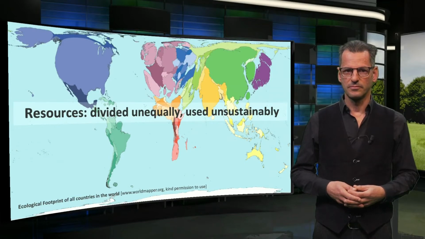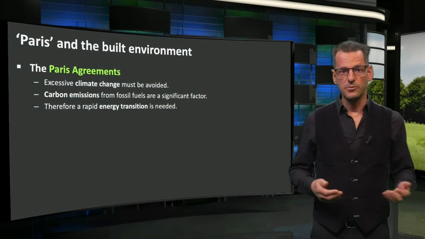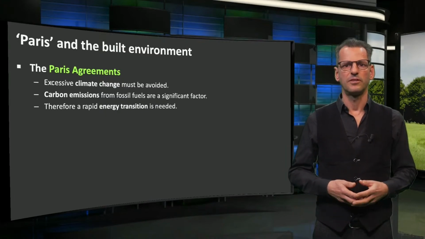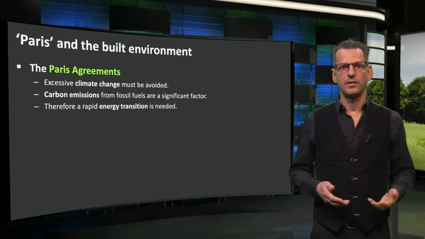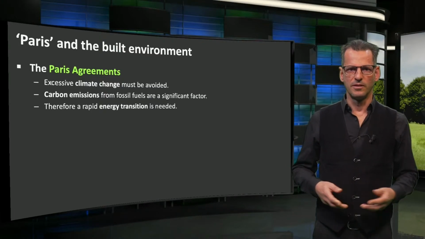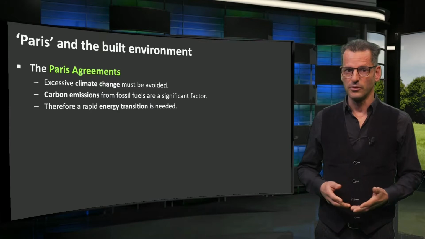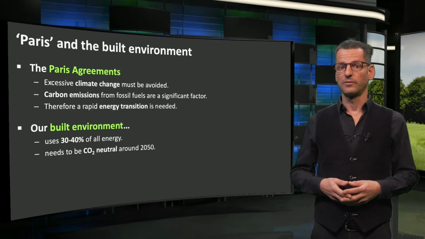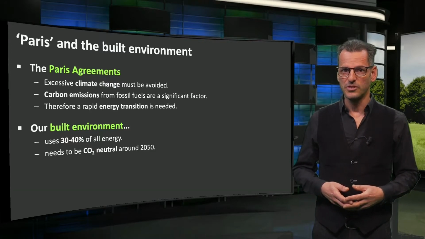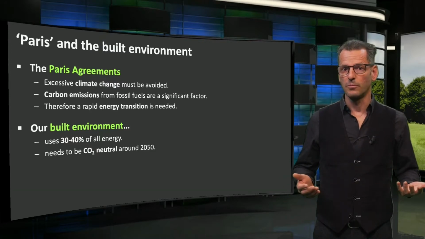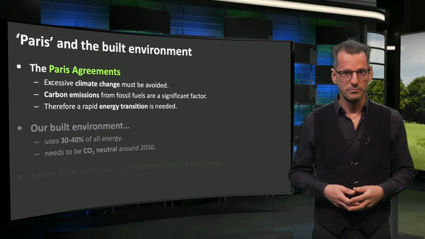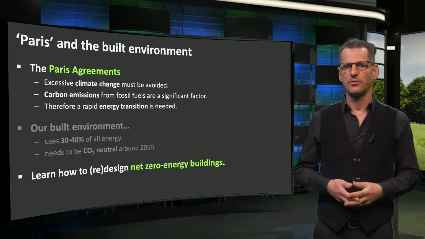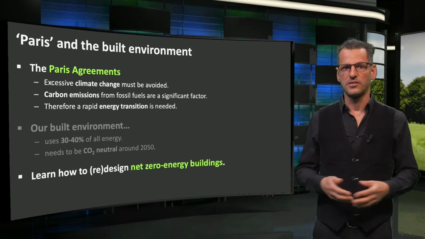It is for these reasons, but especially because of severe climate change, that the Paris Agreements were signed by around 150 countries. The implication is that carbon emissions must be reduced, necessitating a rapid energy transition to clean renewables. The built environment is an important factor therein, because it uses 30 to 40% of all energy. It needs to become carbon neutral by 2050. In order to achieve this goal, we need to learn how to design net zero energy buildings and also how to make existing buildings energy neutral.